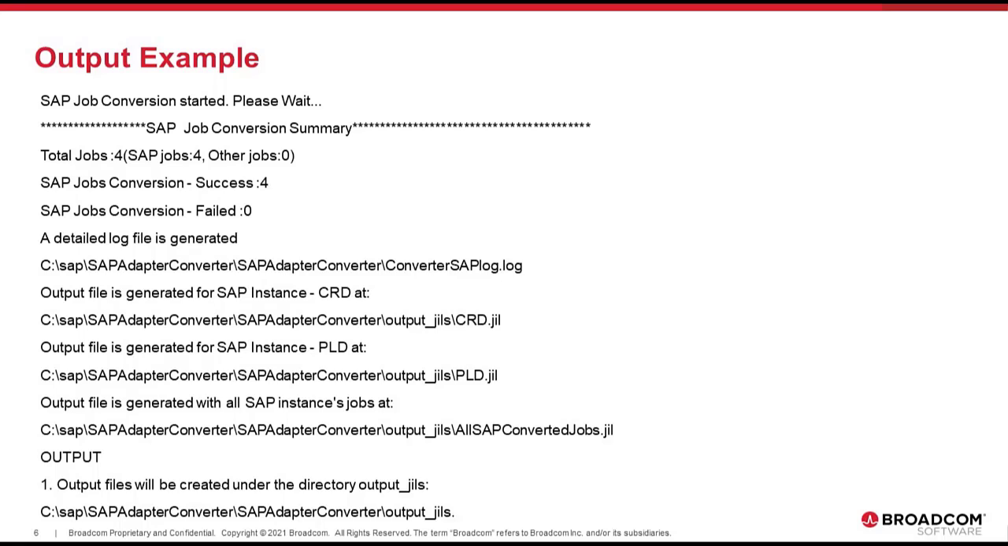Once the execution is done, the output can be taken from the output_jils folder. This is all about the SAP Adapter Conversion Utility. Thank you.